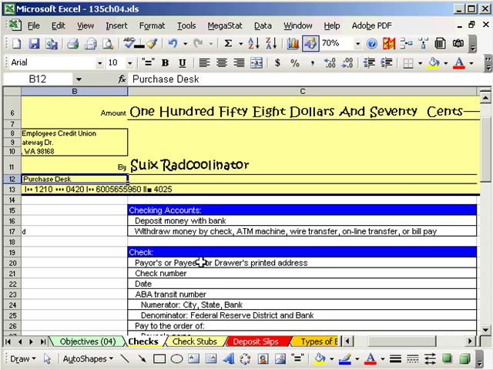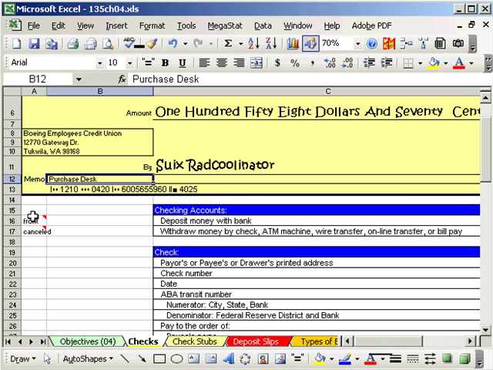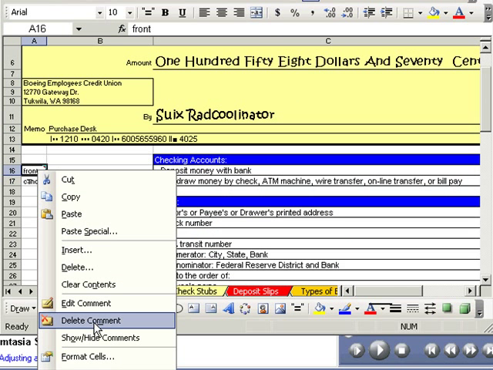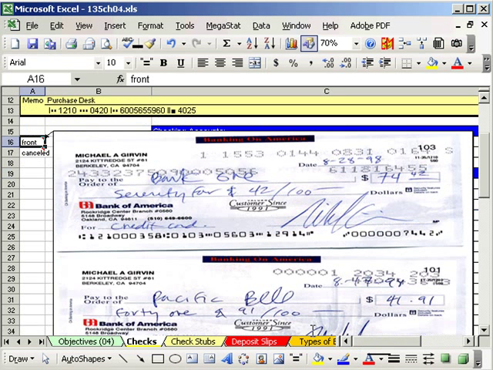Now, you can click in this cell right here, and I'm actually going to have to, that's a comment right there. If you point to it, it pops up. I'm going to right-click that cell and show the comment here so I can scroll around. You don't have to do that.